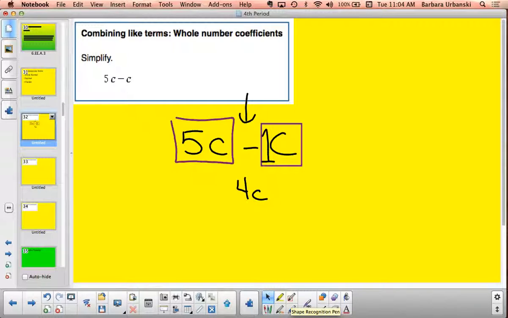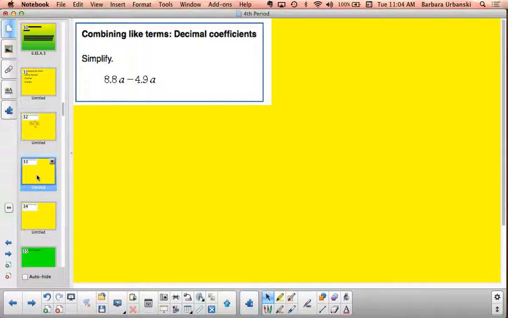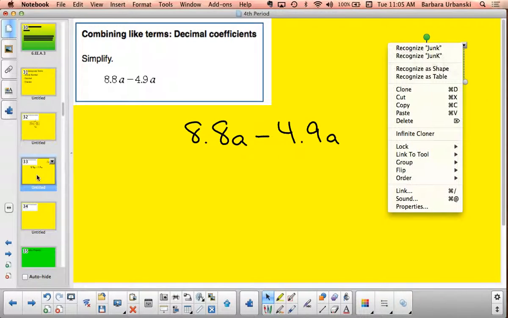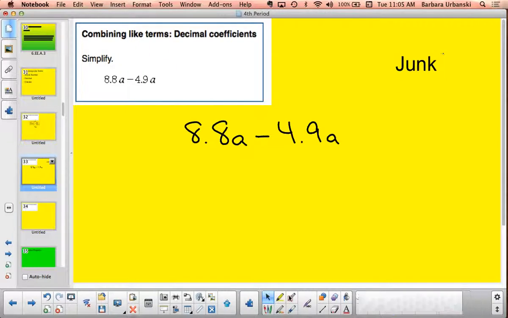Next, we're going to look at decimal coefficients. The only difference with this is you're still going to have to rewrite your problem, so make sure you do so. Make sure you have the sign of operation right. And so I have 8.8a, and I'm subtracting 4.9a. This might be a good time to get your junk column going so that any work that you do, you can do to the side of your paper so you don't mess up everything in between.